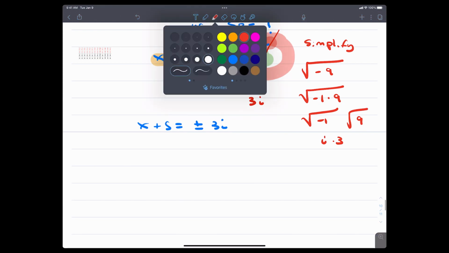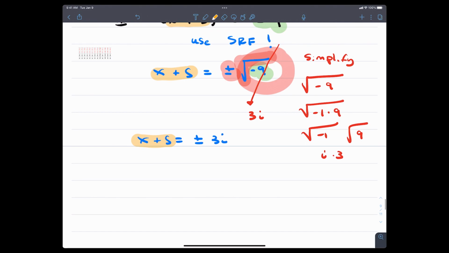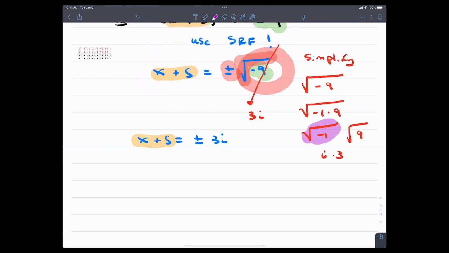Okay, so notice you have this question. If you have a negative number under a square root, it'll always be that i. When you simplify, you'll always have the i at the end. So remember this, ladies and gentlemen. This radical is always what? Square root of -1. That's always going to be your i here. Okay? Always, always, always.